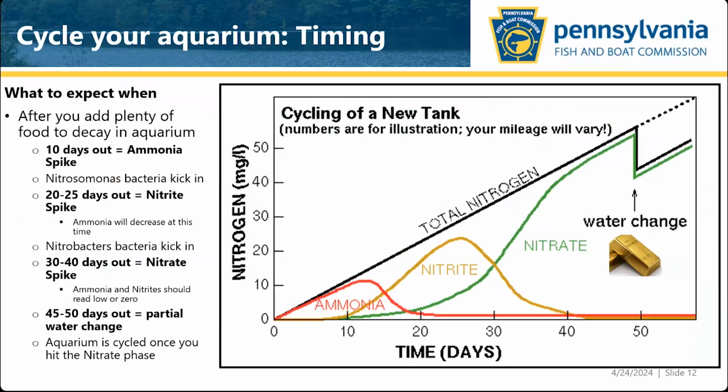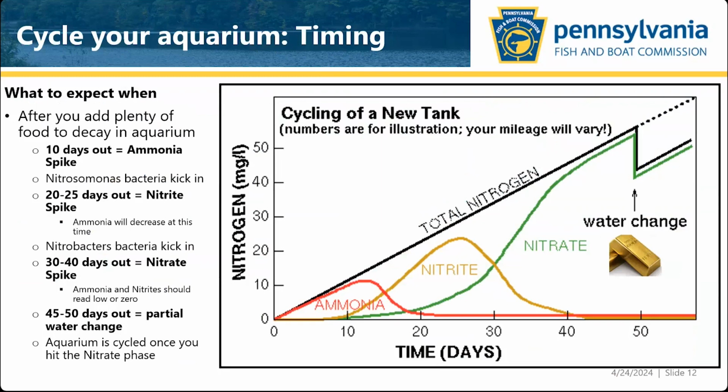At the 20 to 25 day mark, you're going to start seeing the nitrites going down, and then you're going to see an increase in nitrates. So anywhere from 30 to 40 days, you're going to be able to have a nitrite spike. You may have a little bit of ammonia, you may have a little bit of nitrite left over, but the majority of what you have in that tank should all be nitrates.